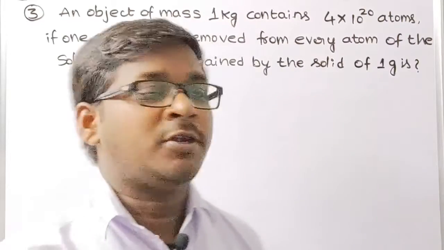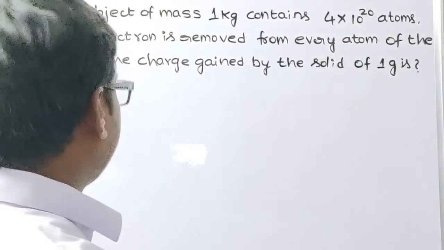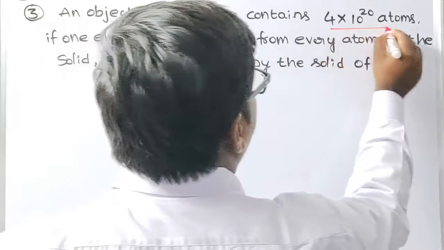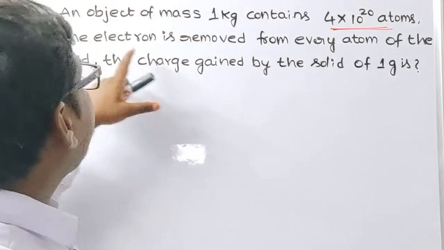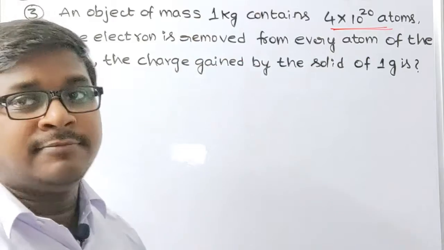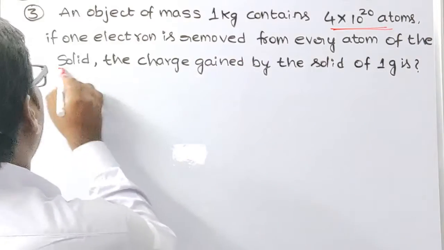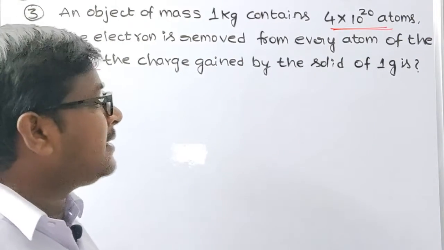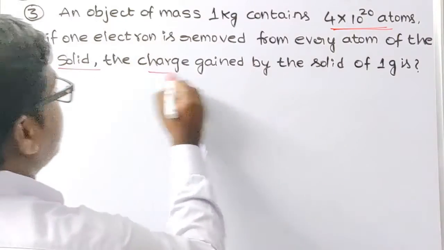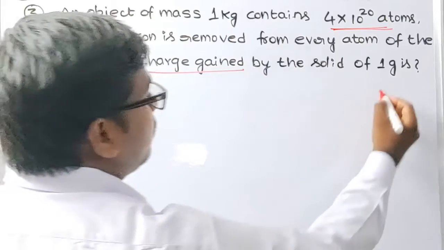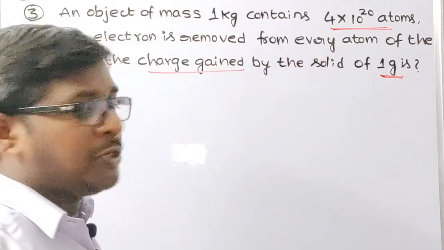Next, the third problem. An object of mass 1 kg contains 4 into 10 power 20 atoms. If 1 electron is removed from every atom of the solid, find the charge gained by the solid of 1 gram. This is very important. Find out Q.